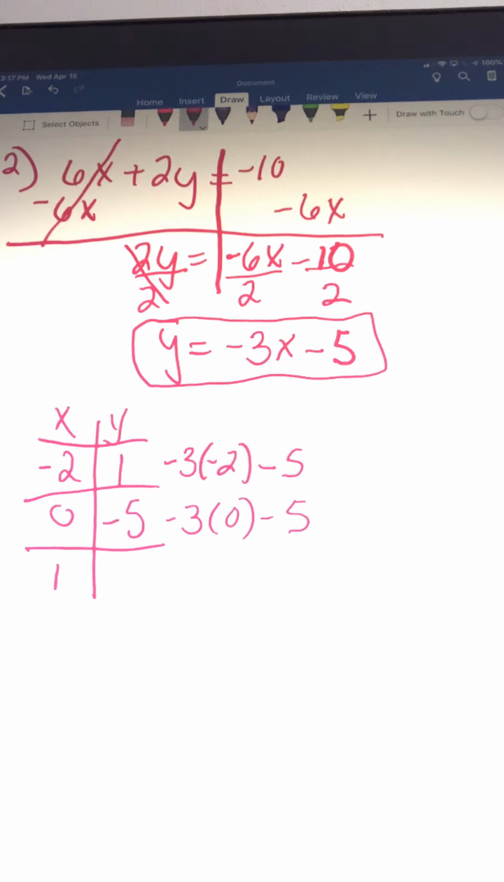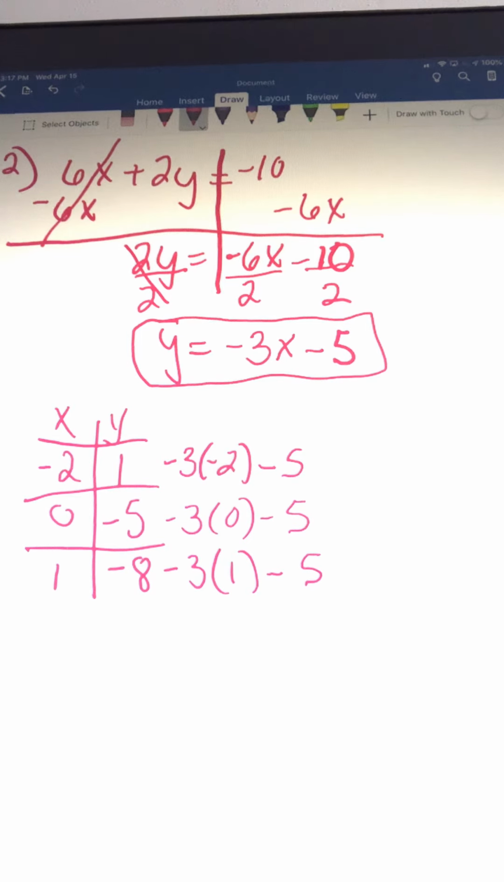Now we take the 1. Negative 3 times positive 1 minus 5. Negative 3 times 1 is negative 3. Negative 3 minus 5, negative 8. And you're done. Tomorrow you will graph this also. Don't forget. We'll go over that tomorrow.